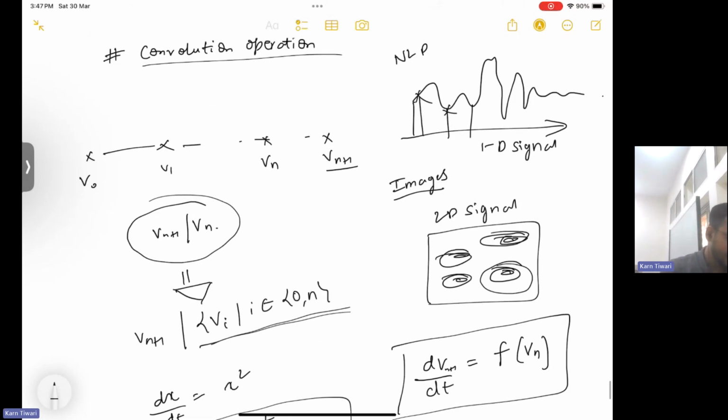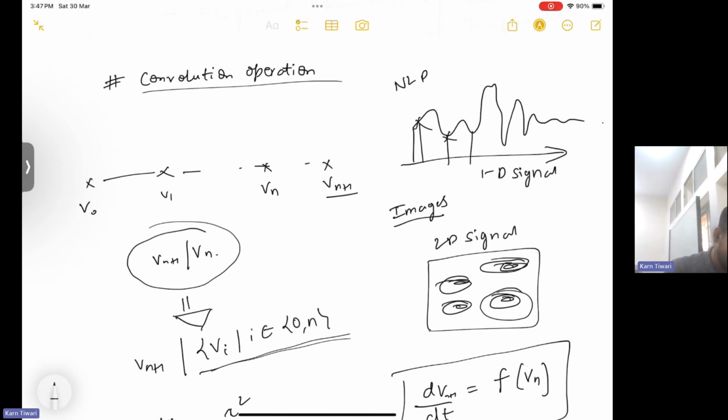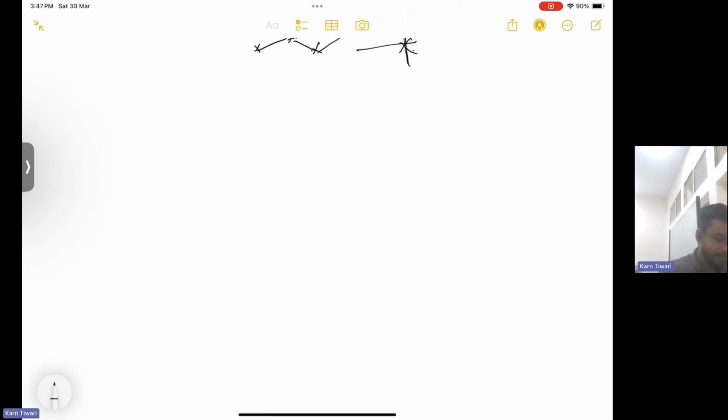So the convolution operation, as I mentioned: we want to predict Vn plus 1 based on the past observations. Suppose I want to make a prediction at Vn plus 1 based on the past 5 observations I had. So I can write it from 0 to 5. Actually, it's 6 in this case in the programming language, but 0 to 5 means 0 to 4.